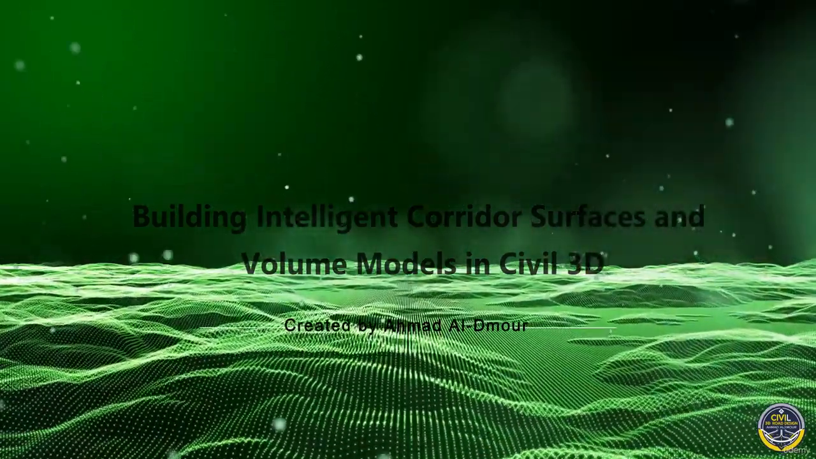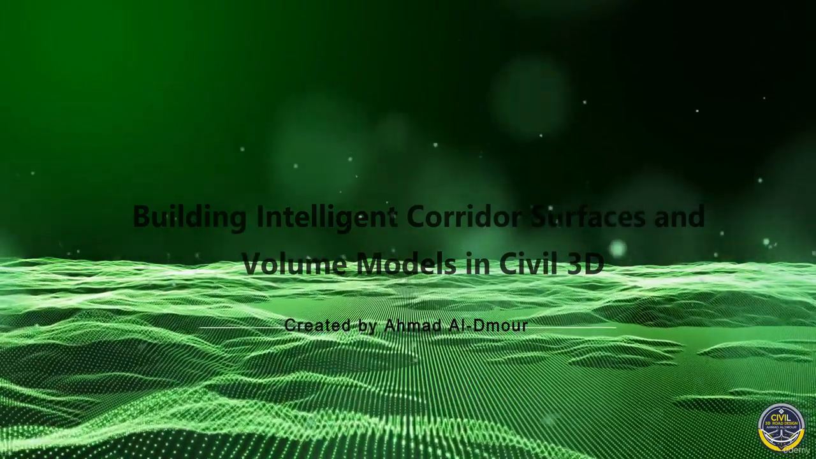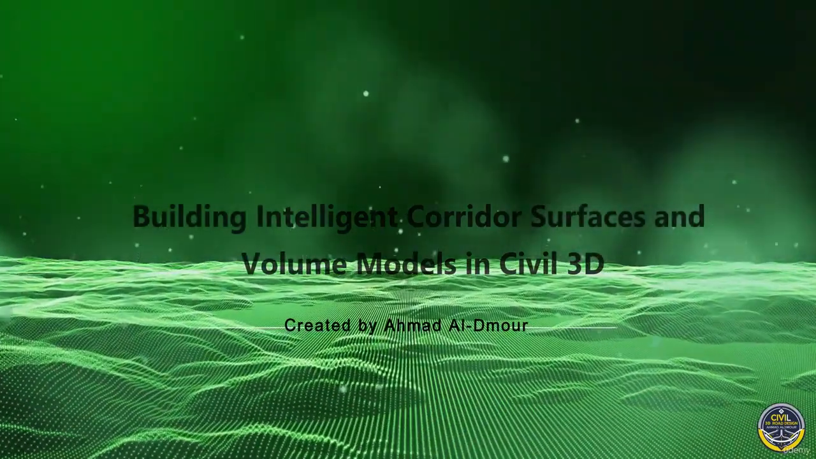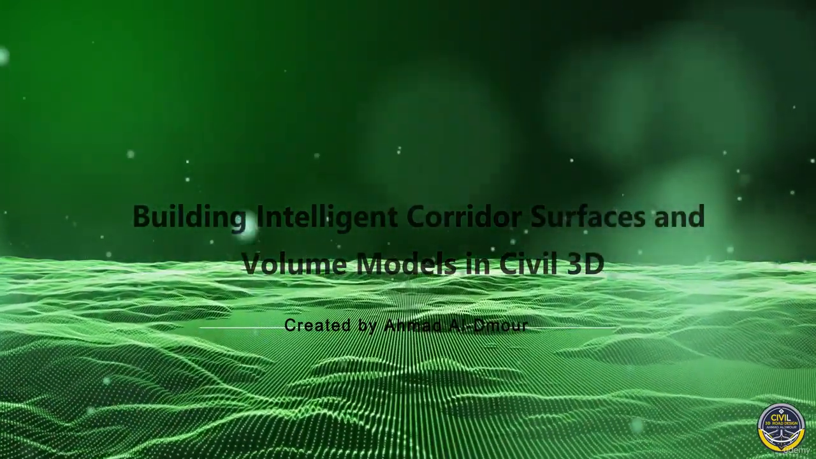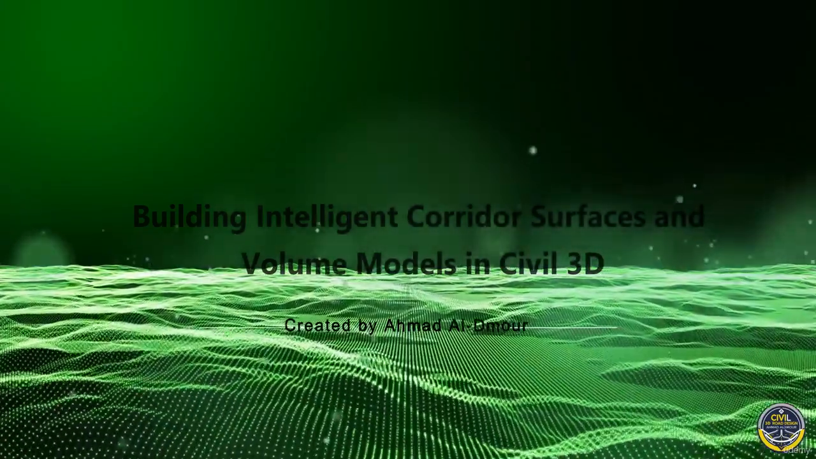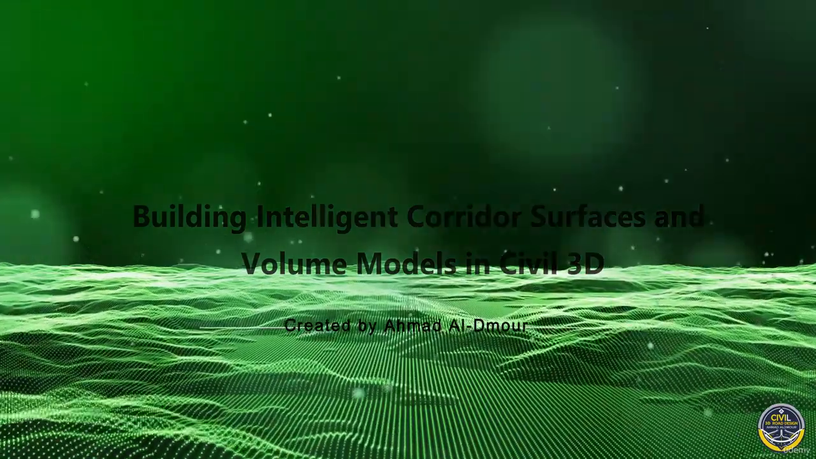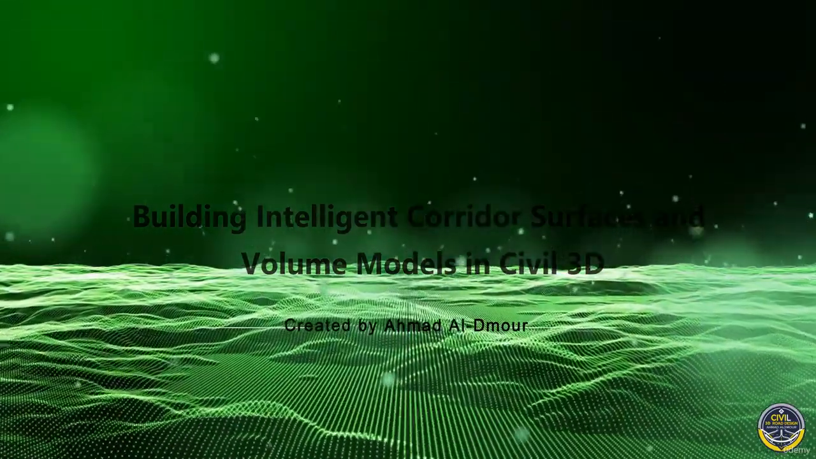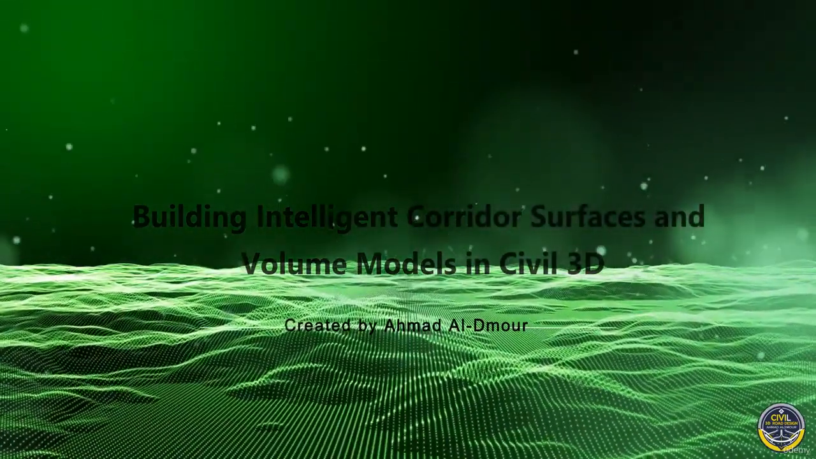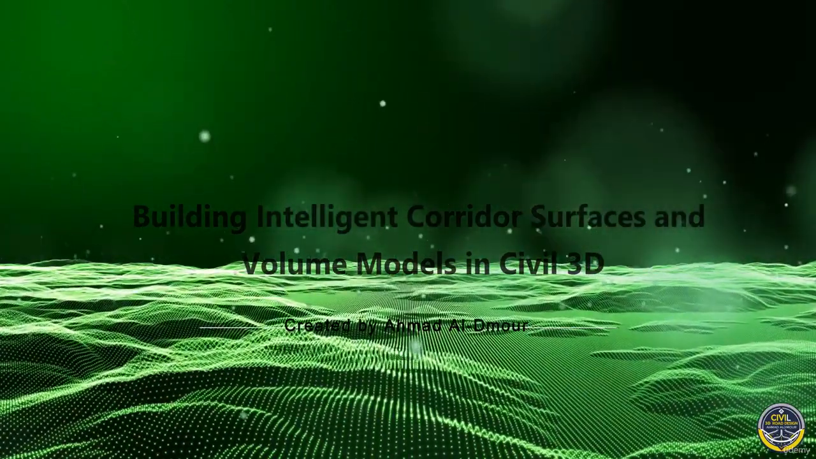Welcome to this lesson. In modern road design, the surface of a corridor is more than a geometry layer. It's a digital twin of reality. Each model surface, whether the pavement top, the base, or the subgrade, holds valuable engineering data that directly influences construction cost, material estimation, and design validation.